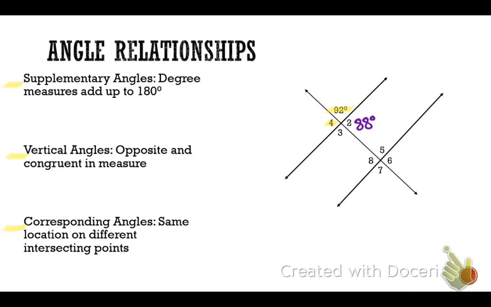But notice what else happens, and this is how they're all going to start connecting together. 4 and 92 are also supplementary and add up to 180. So you're going to see that for each of your reasons, there's actually multiple reasons why an angle is the measure that it is. So you're going to have different reasons.